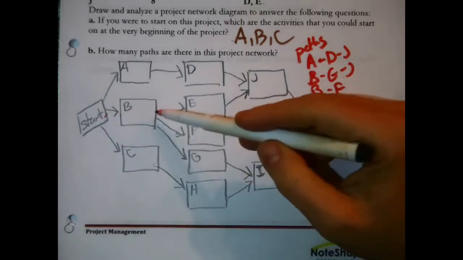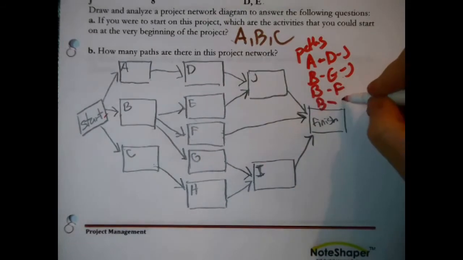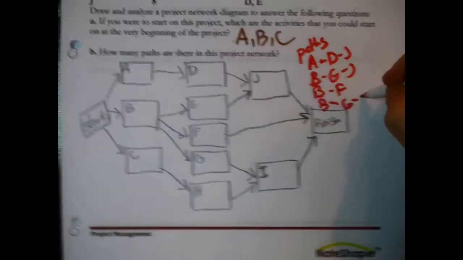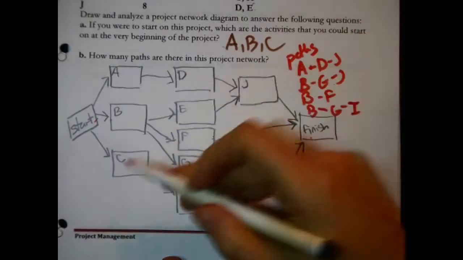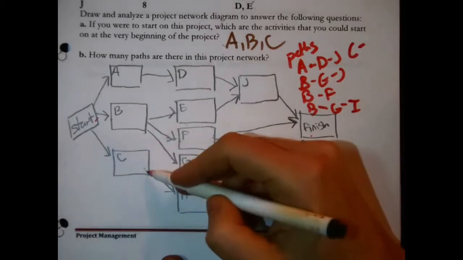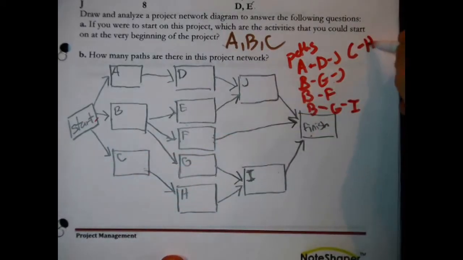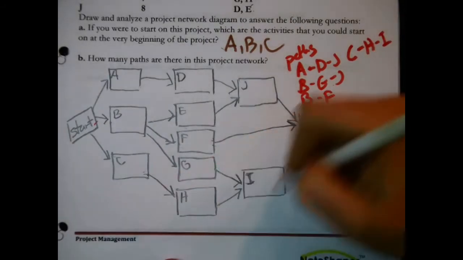Fine. But wait a minute, go back to B. There's another option. You can go to G, then to I, and I will connect you to the finish. So that's a path. And then finally, down across the bottom, you could start out by going to C, then to H, and then to I. That gets you to the finish. And then there's nothing else here.